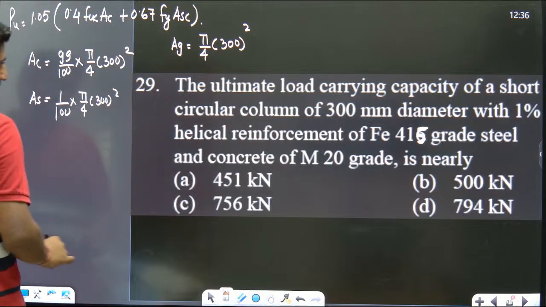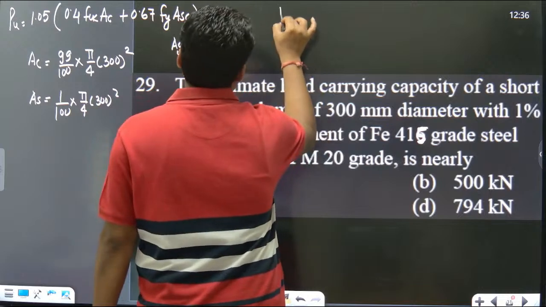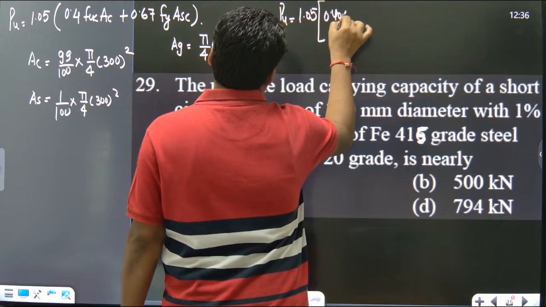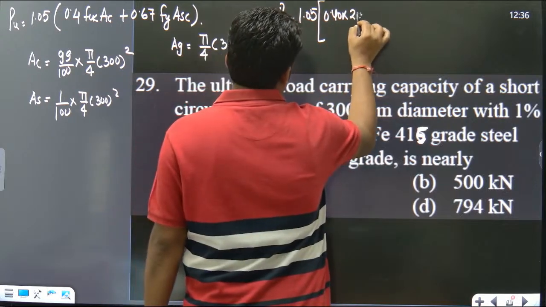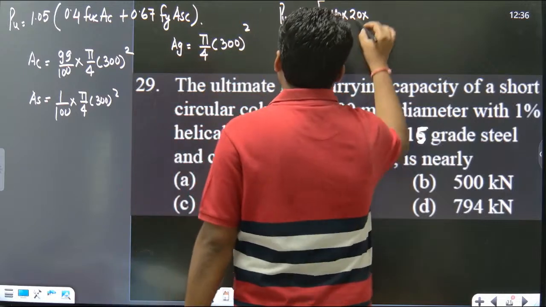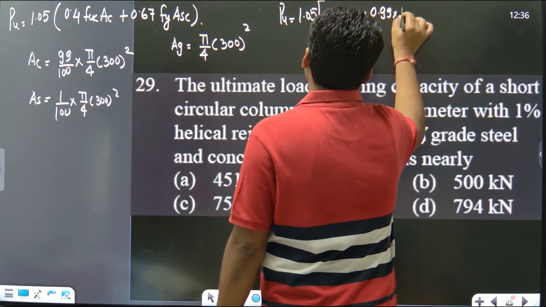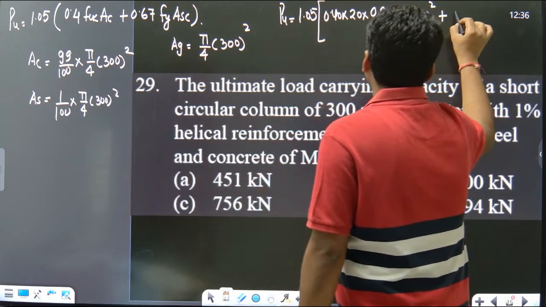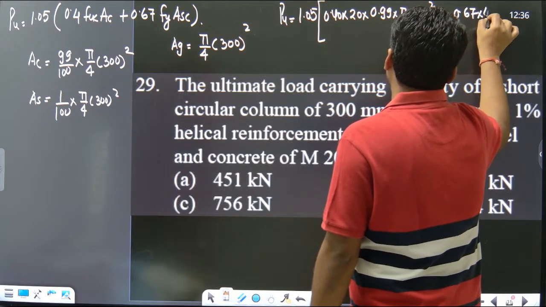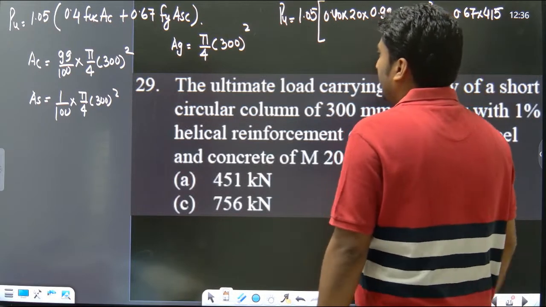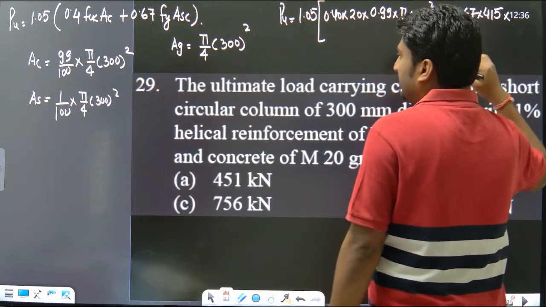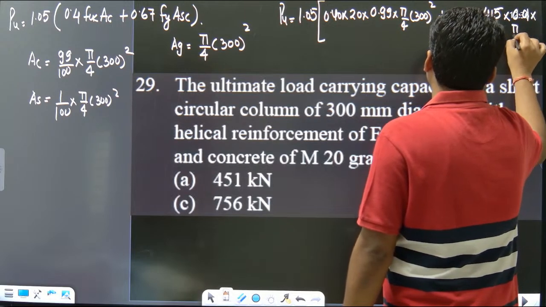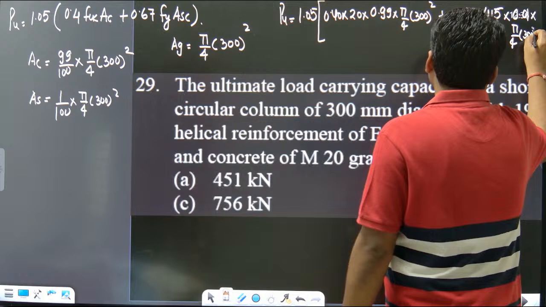So you can solve. The equation comes out to be, what is the load carrying capacity Pu? Pu is nothing but 1.05 times 0.4 into fck. What is the grade of the concrete? That is 20, into area of concrete, that is 0.99 of pi by 4 into 300 squared, plus 0.67. What is the grade of the steel? 415, into the area of steel in compression, which is nothing but 0.01 into pi by 4 into 300 squared.